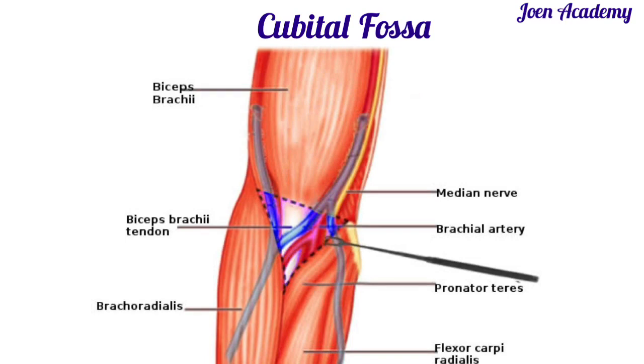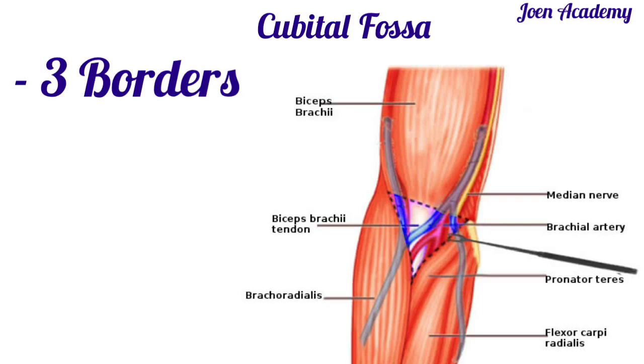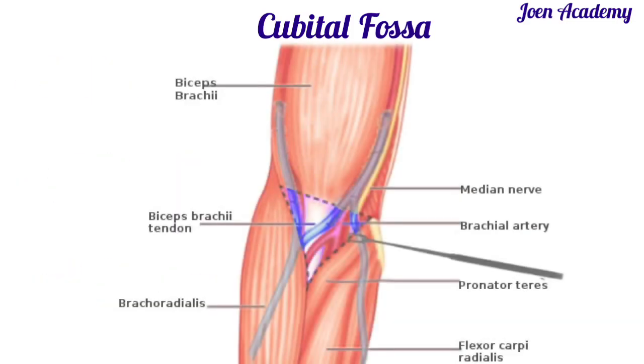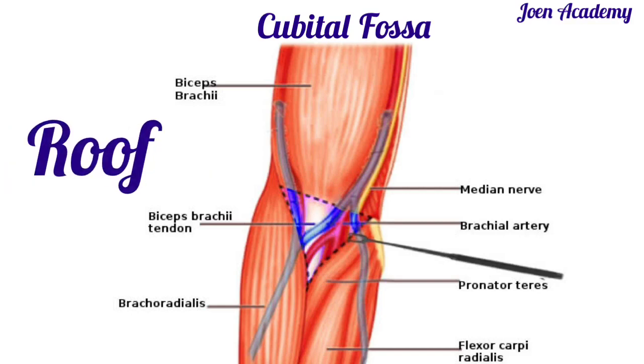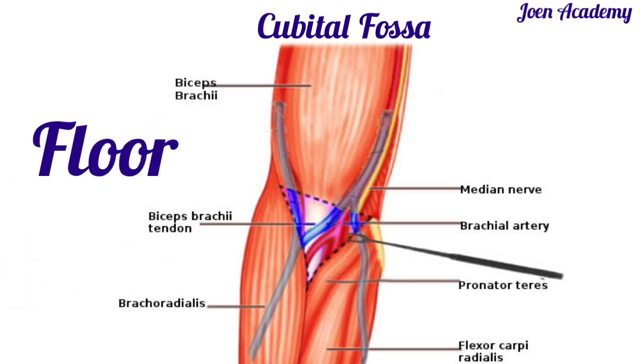Just as we stated earlier, the cubital fossa is triangular in shape and it consists of three borders, a roof, and a floor. The cubital fossa is bounded laterally by the medial border of the brachioradialis muscle. Medially, it is bounded by the lateral border of the pronator teres muscle. Superiorly, it is bounded by the horizontal line drawn between the epicondyles of the humerus. The roof of the cubital fossa is made up of bicipital aponeurosis, fascia, subcutaneous fat, and skin. The floor consists of brachialis muscle, which lies proximally, and supinator muscle, which lies distally.